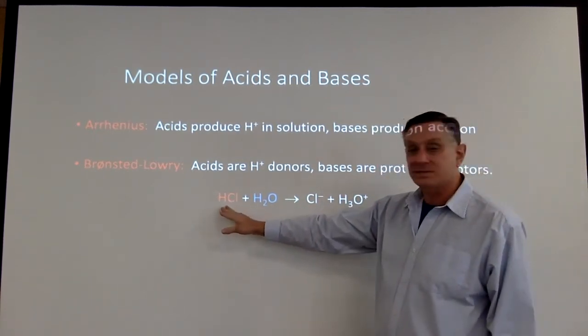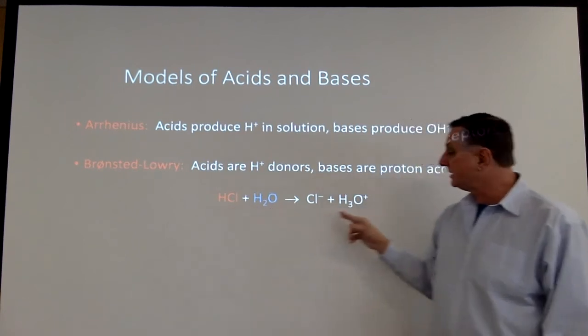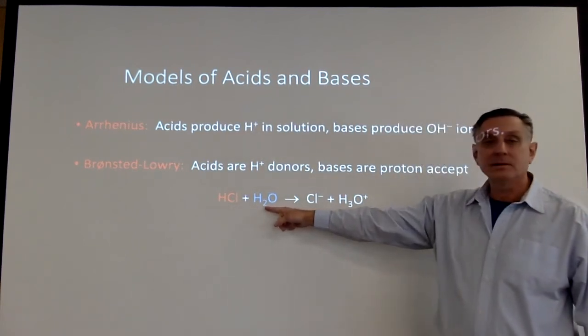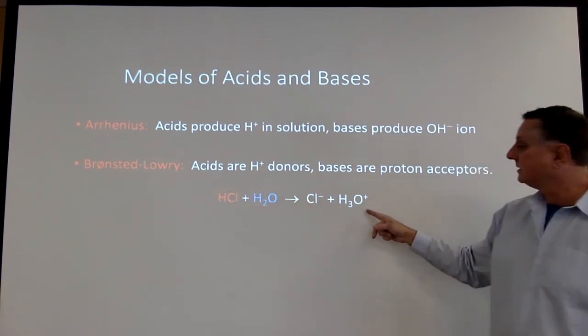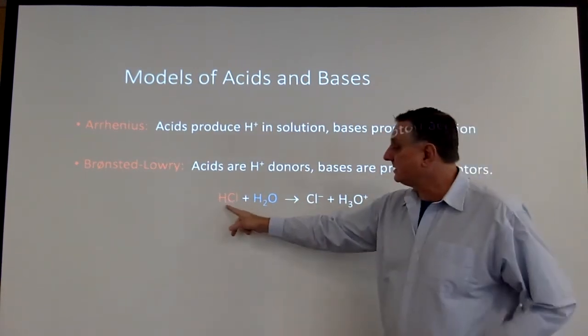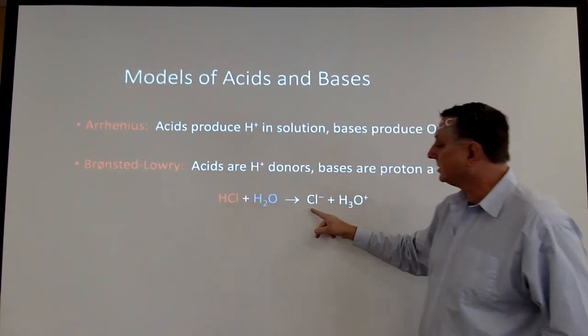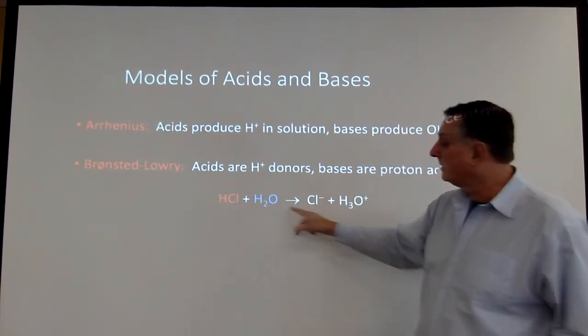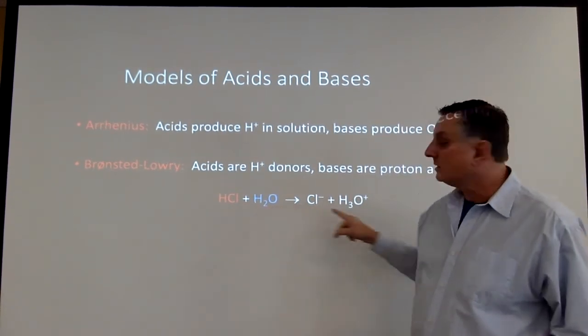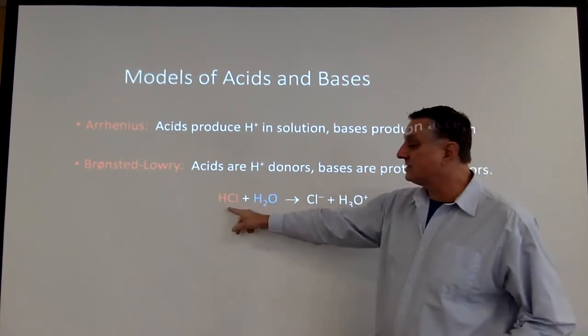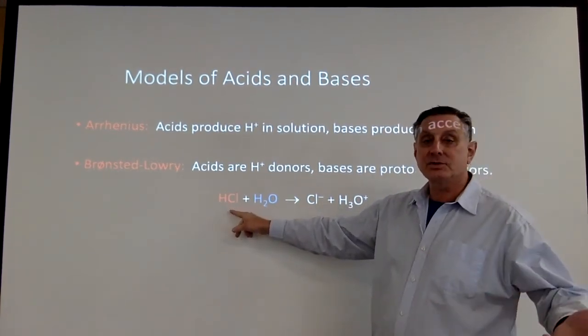Since this gave it up, this was the acid. Water accepted it. This is the Bronsted base. Acid, conjugate base. Base, conjugate acid. This is the acid because it's what gave the hydrogen away.